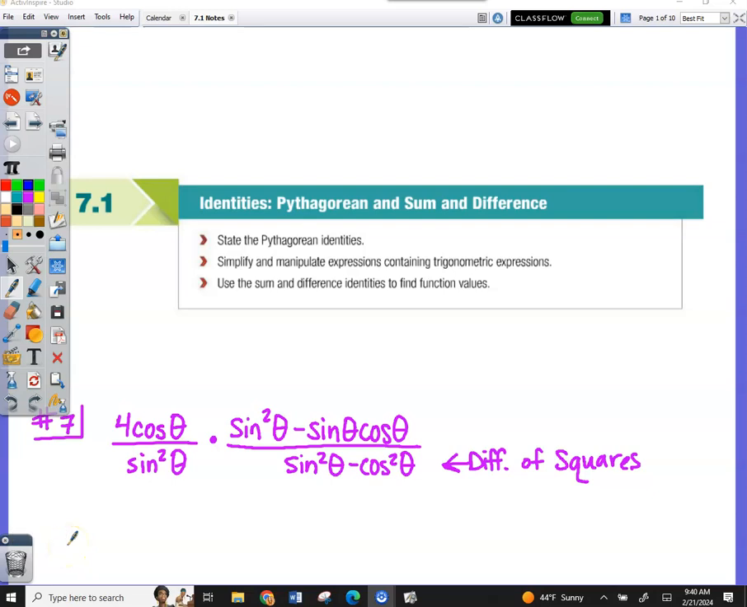7-1, we're looking at the Pythagorean identities. That word should sound familiar, Pythagorean. And then we're looking at sum and difference identities. This chapter, all of chapter 7, is all about formulas. Okay? I'm going to give you the formula sheet. In fact, I'll go ahead and give it to you right now.